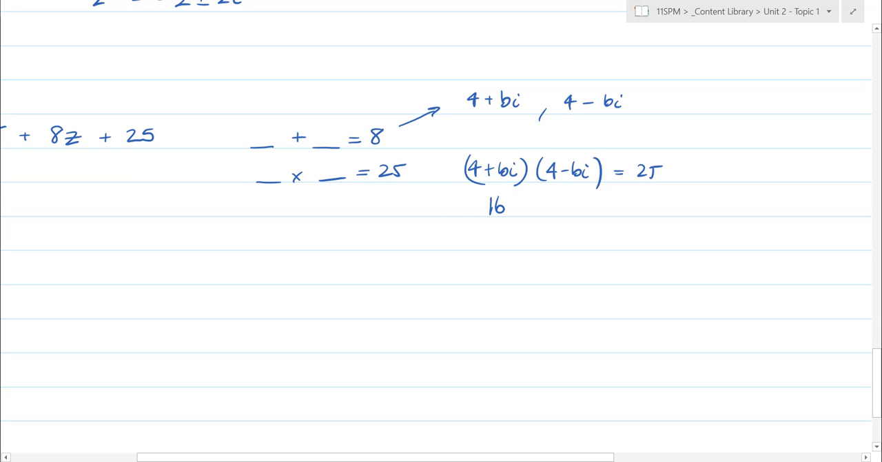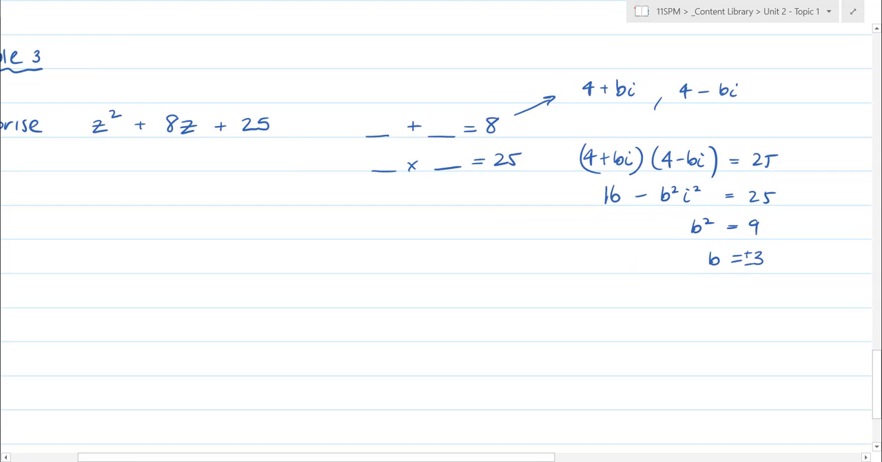What's it going to be? It's going to be 16 minus b squared i squared equals 25. So you get b squared equals 9, and b equals 3, or plus or minus 3. You don't need the plus or minus 3 because we've already accounted for that there. You could do it this way. That's quite clever and that works.